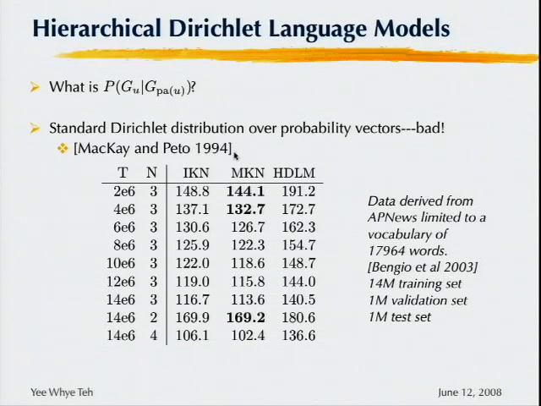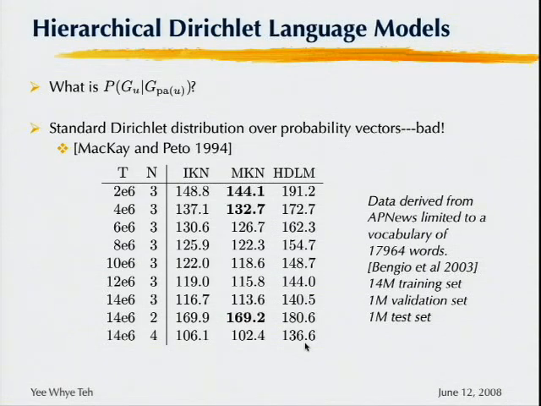And MacKay and Peto proposed that about 14 years ago now. But it turns out that this is a bad model for languages. Here's just an example. I have varying training set sizes and different context lengths, and this is interpolated Kneser-Ney, and the numbers are the perplexities, so lower is better. And this is modified Kneser-Ney. So these numbers are pretty good, and the perplexity for the hierarchical Dirichlet language model is a lot worse, right?